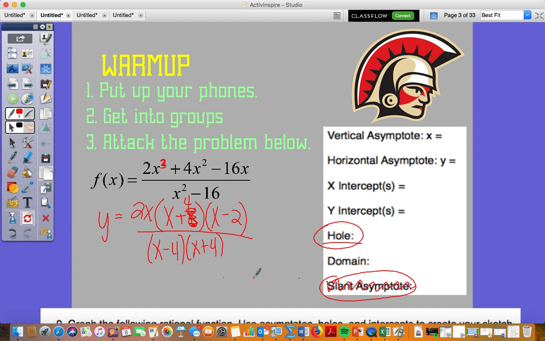What do we cancel? x plus 4. We get left with 2x times x minus 2 all over x minus 4. Okay? All right. What's the vertical asymptote?